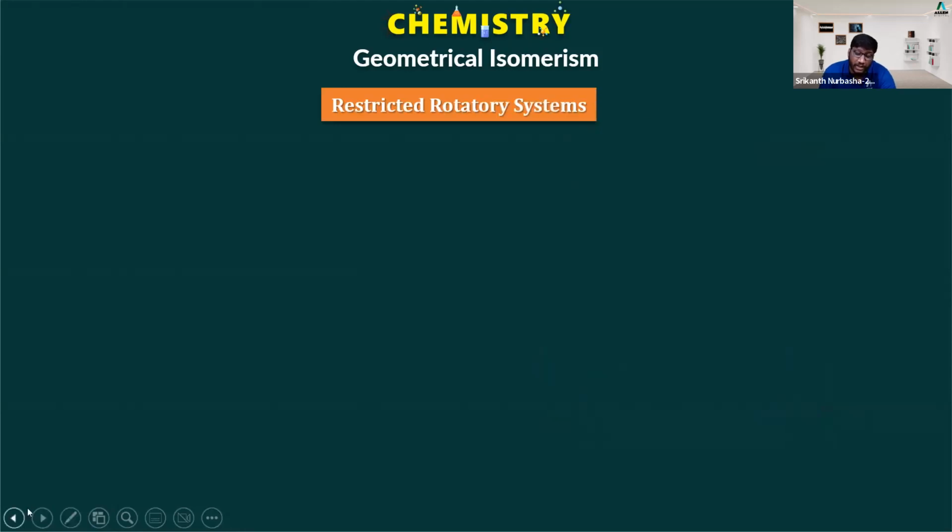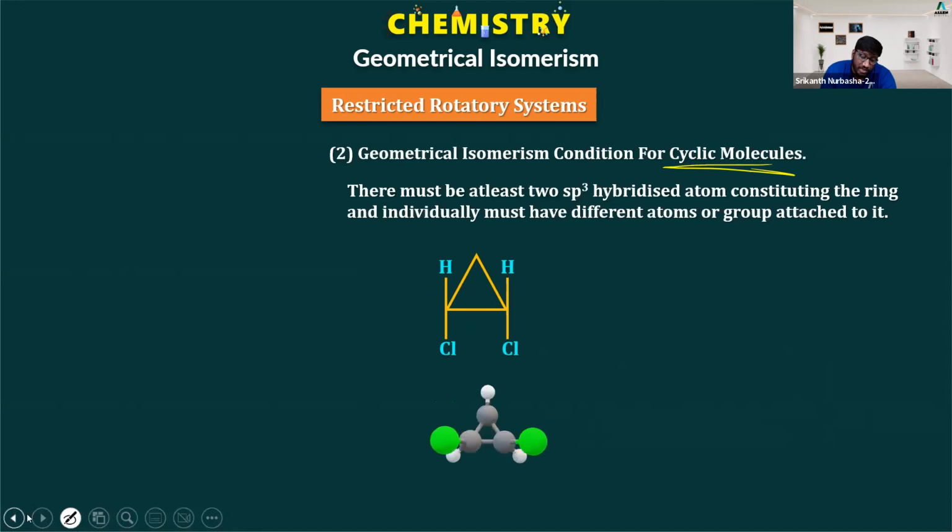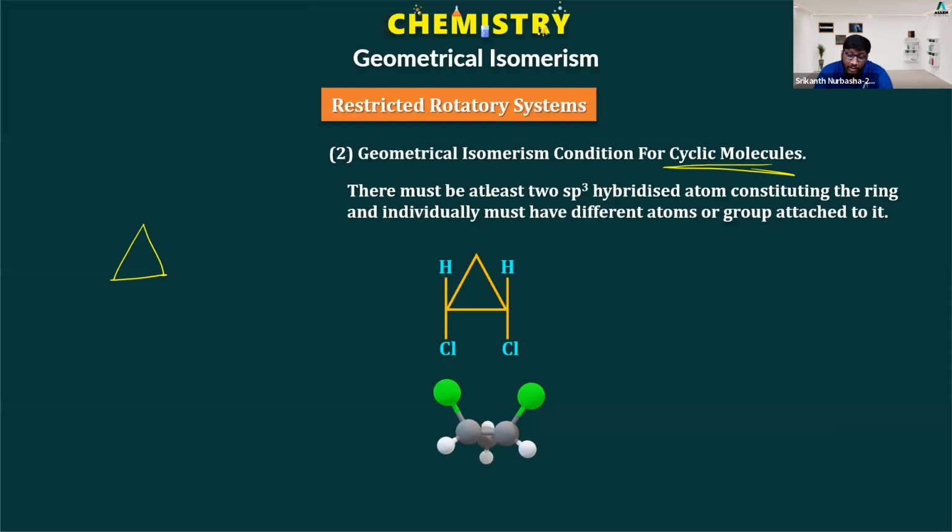Next, restricted rotating systems. The geometrical isomerism condition for cyclic molecules: there must be at least two sp3 hybridized atoms constituting the ring, and individually they must have different atoms or groups attached to them. What are we talking about for cyclic molecules? Take cyclopropane. There must be at least two sp3 hybridized atoms constituting the ring, each with different atoms or groups. This is sp3, this is sp3.